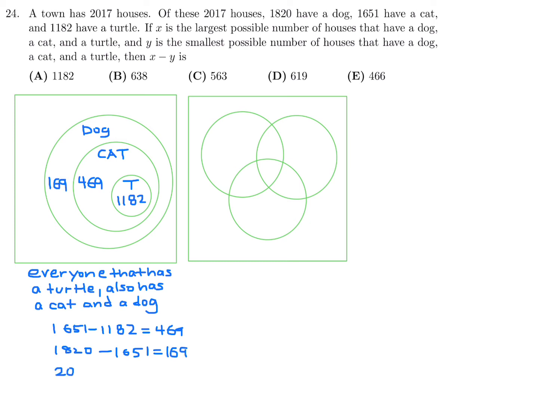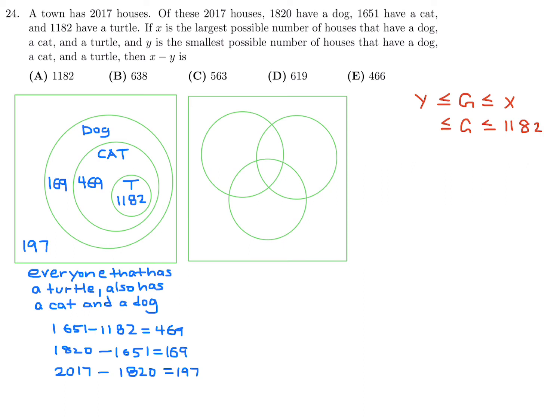And then 2017 is the total, and you subtract from that the number that have the dog, 1820, because that's the largest circle, and that gives you 197. So 197 is out here. Those are the people that don't have any pets. So this is the scenario, and therefore, we'll say G is the number that we're looking for. That is between X and Y. And so far we figured out that the largest is 1182.